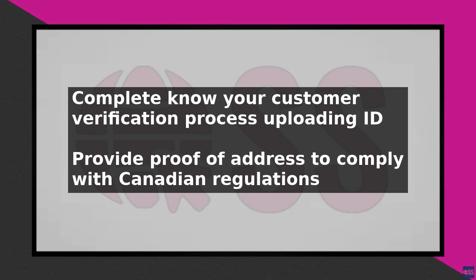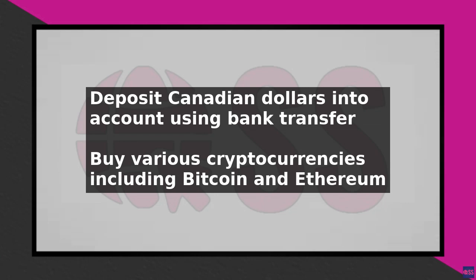After your account has been verified, you can deposit Canadian dollars into your account using a bank transfer or other supported payment methods. Once your funds have been deposited, you can use them to buy various cryptocurrencies, including Bitcoin, Ethereum, and others. To buy cryptocurrency, navigate to the Crypto.com exchange and select the currency you want to purchase. Enter the amount you want to buy and confirm the transaction.